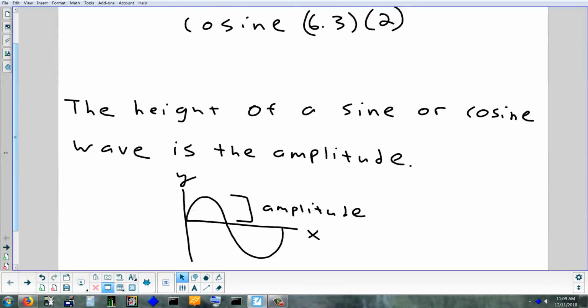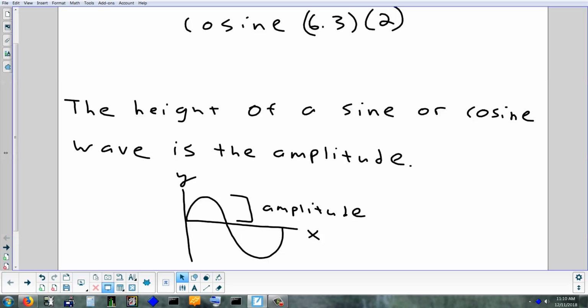First thing we're going to look at is what's called the amplitude of a sine or cosine wave. The amplitude basically measures how high it goes. If you imagine putting a center line right in the middle of the wave, it's the distance from the center line to the top, which should be symmetrical from the center line to the bottom. That's why it's a center line. So that's your amplitude.